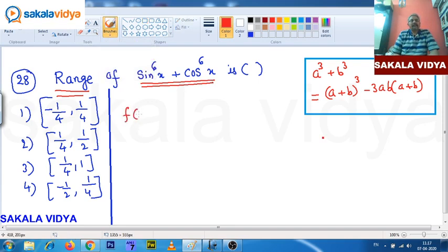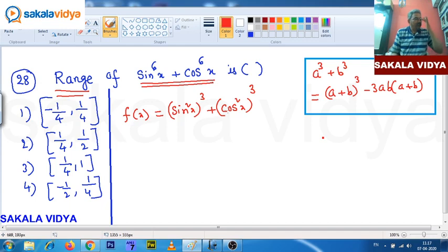Say f of x is equal to, this we can write as sine square x whole cube plus cos square x whole cube. Even this problem is useful for trigonometry also. Okay.